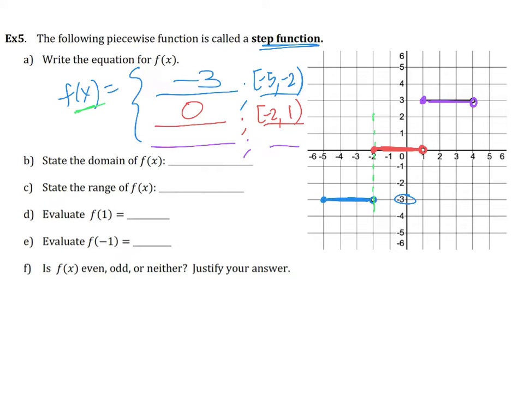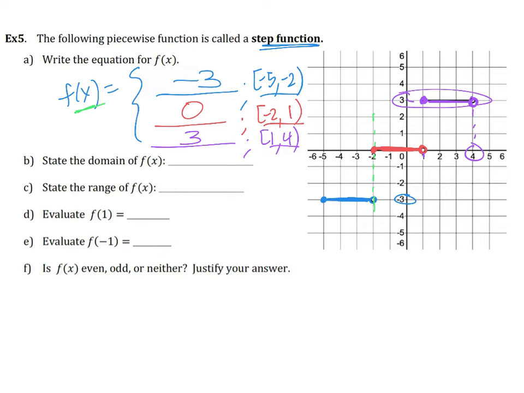Then I have the purple function. It starts at 1, inclusive, ends at 4. Exclusive because it's an open circle, and those y values that it always is that whole time is 3. So there we have it. That's the piecewise function that represents this step function on the graph.